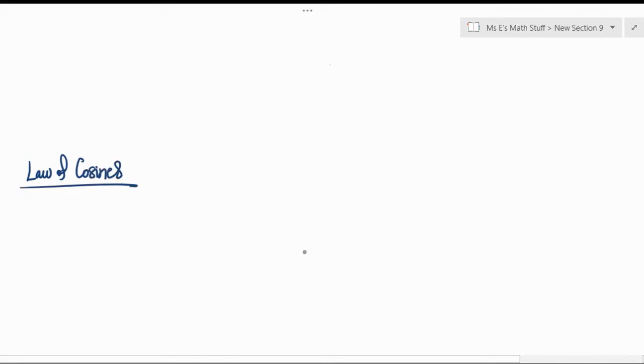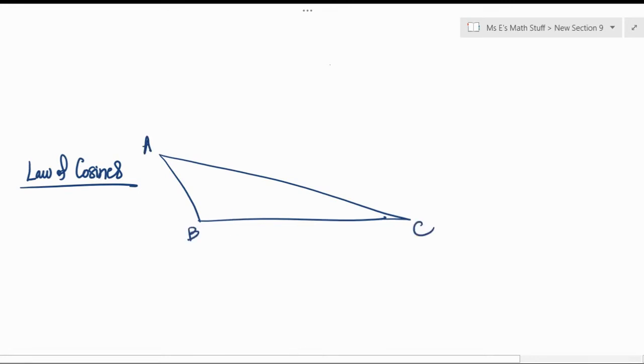Okay, so the law of cosines is used for, I guess you could use it on a right triangle, but that would be kind of goofy. So it's used for an oblique triangle. So I'm trying to draw this so it's quite obviously not a right triangle. And then let's label, remember the letters kind of correspond. The length opposite angle B would be called b, etc.